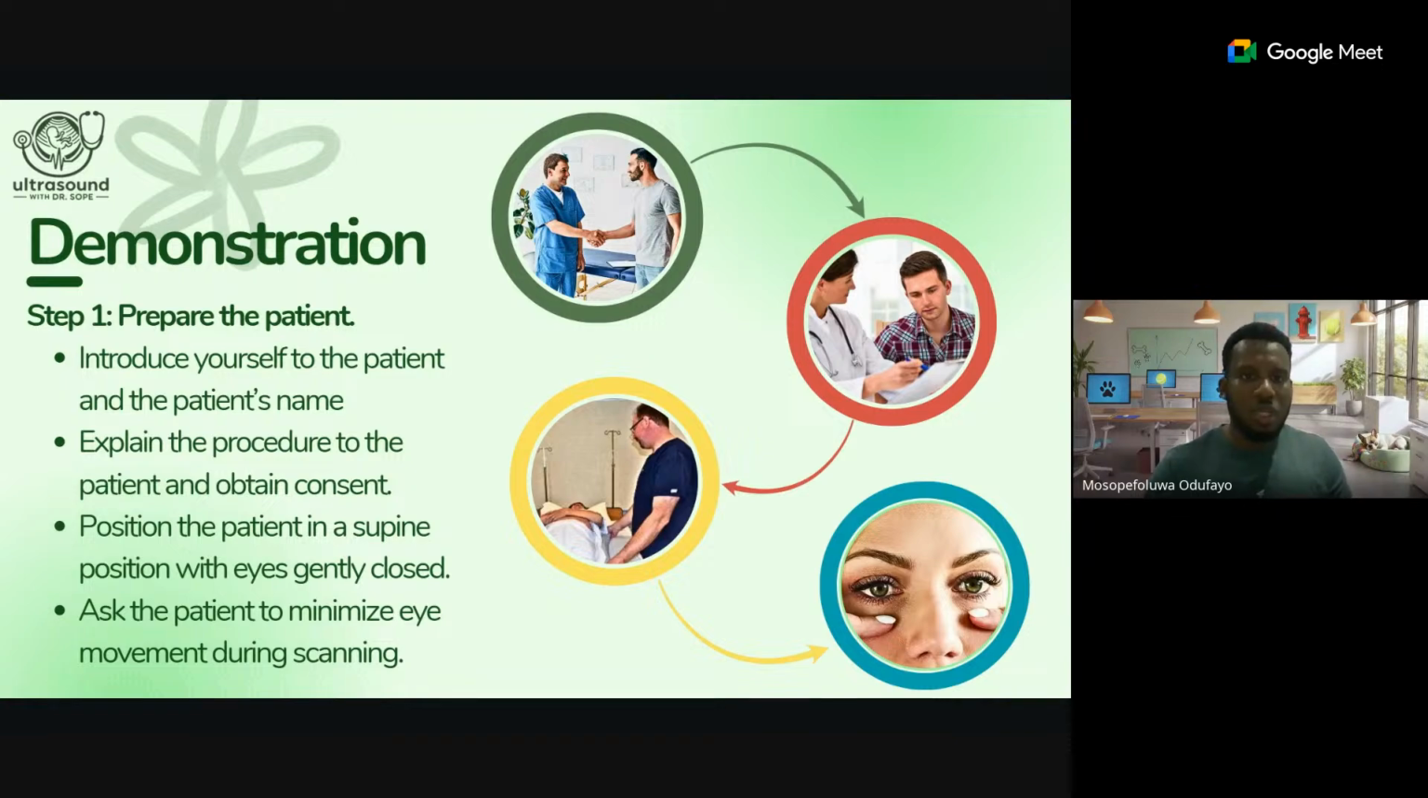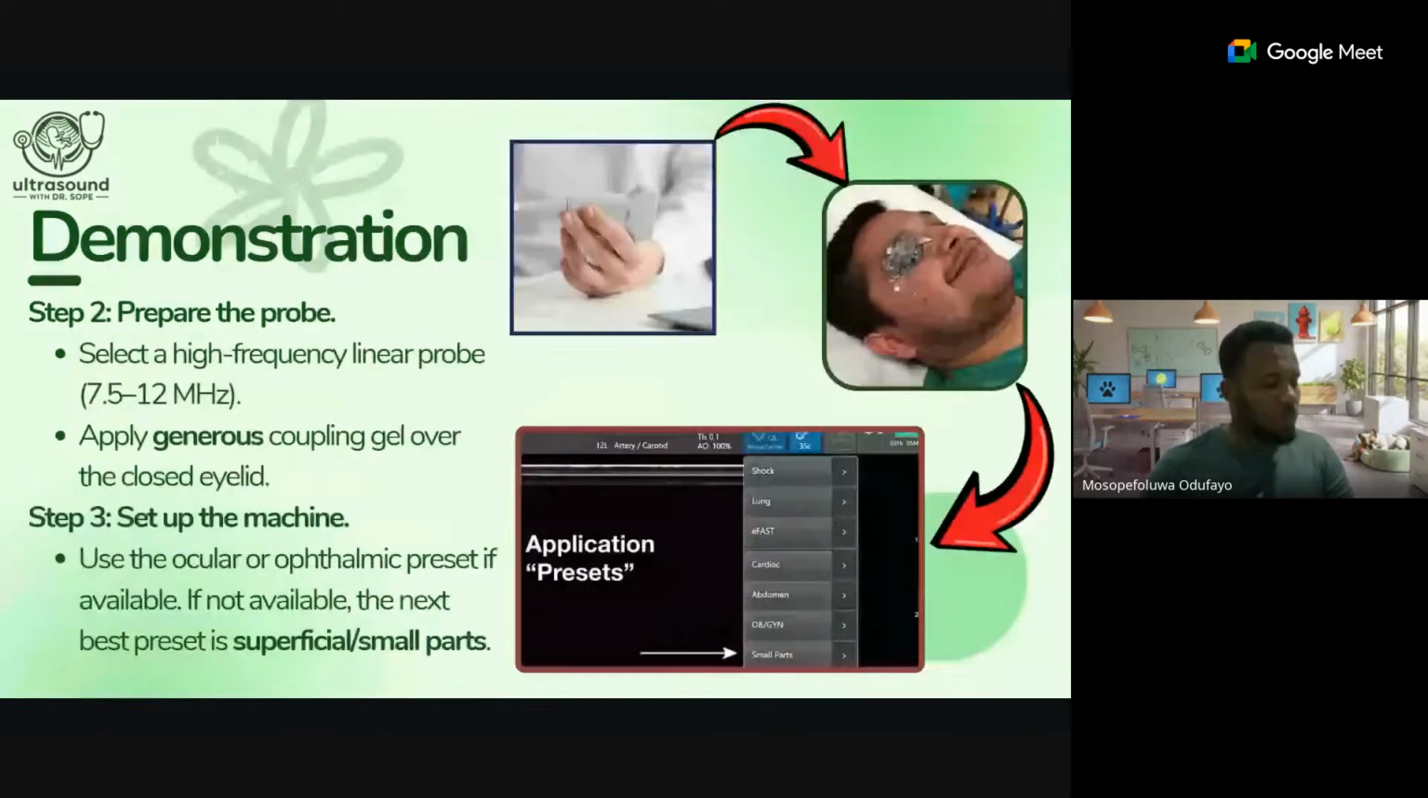It will be the linear probe. So in the course of this particular deep dive point of care ultrasound series, we are going to be assuming that we are using the linear probe. Is that okay? So after introducing yourself, explaining the procedure, positioning your patient properly, and asking the patient to minimize eye movement during scanning, we go into the next step where we prepare the probe. And so, like I said, in this case, we are going to be using the high frequency linear probe.